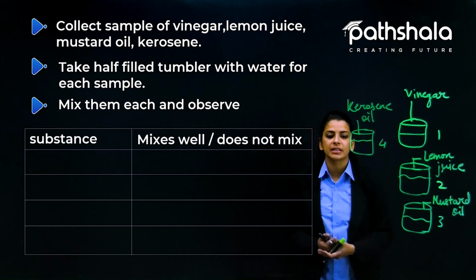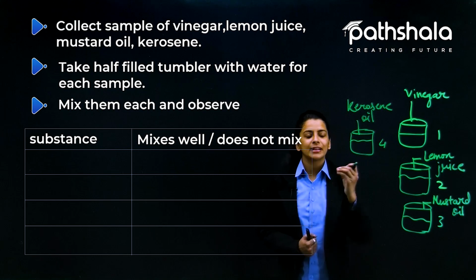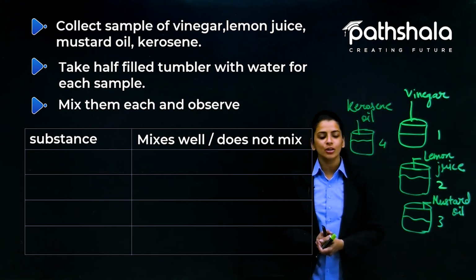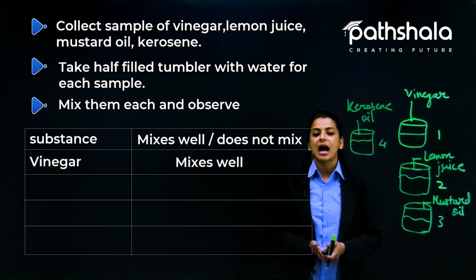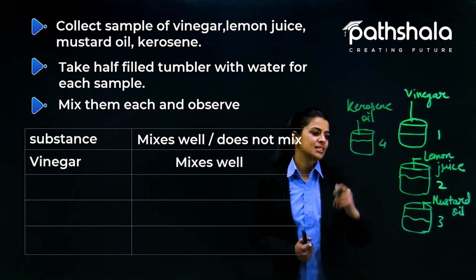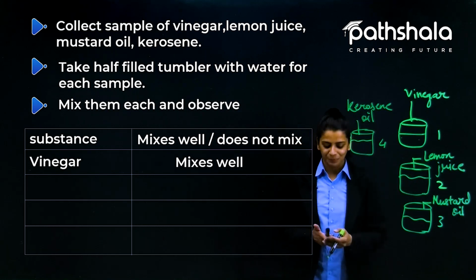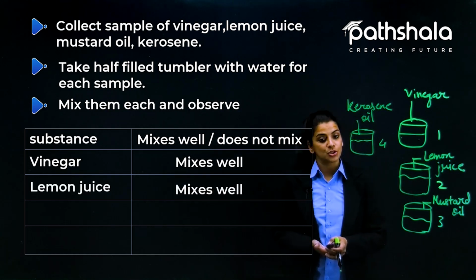We have 2 columns again, one with substances and the second the observation of whether they mix well in the water or not. So the first one we have is vinegar. So when you put vinegar in the water, it mixes well. So the solution will be clear, as you can see. Secondly, we have lemon juice.